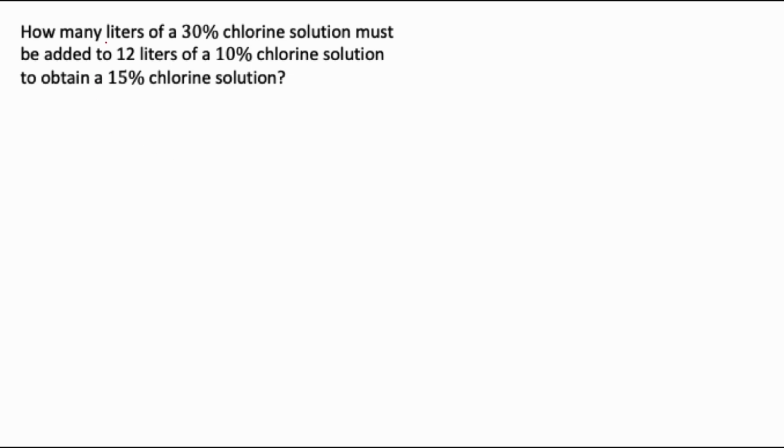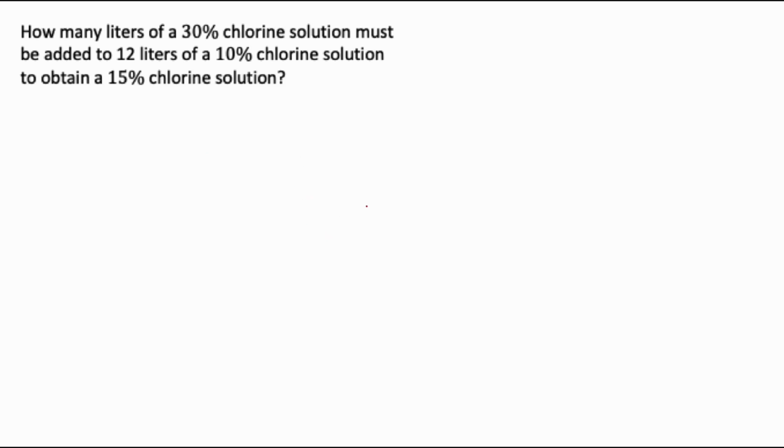Anyways, back to the problems. This next problem says, how many liters of a 30% chlorine solution must be added to 12 liters of a 10% chlorine solution to obtain a 15% chlorine solution? So once again, pause the video if you want to solve this on your own, and then unpause when you're ready to see the solution.